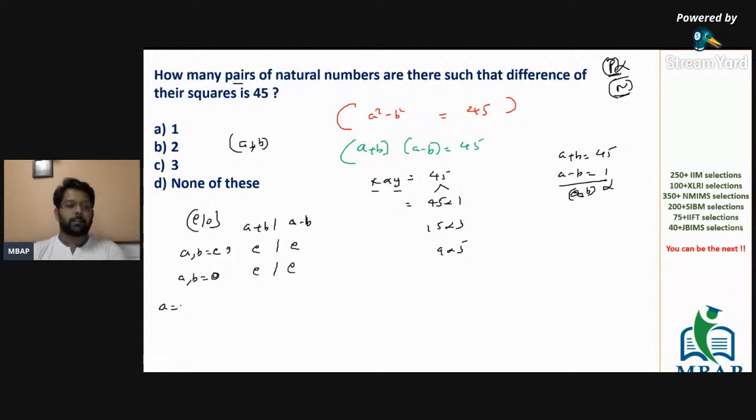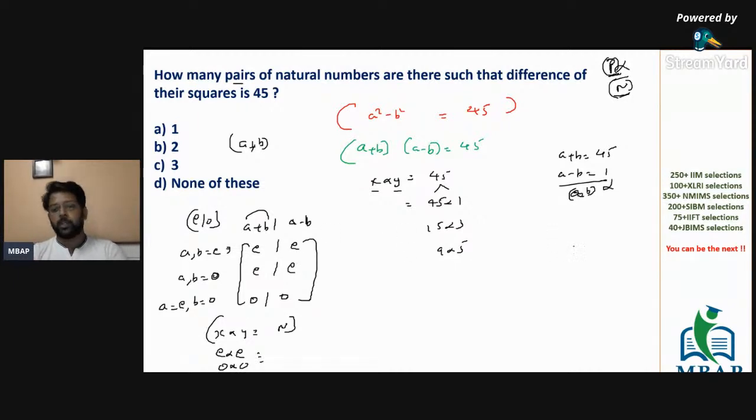But what if one of them is even and one of them is odd? Then a plus b is odd, and a minus b is odd. So there are only two cases possible. The product of the two values, which we consider to be n, is either even into even or odd into odd. So the question is only about in how many ways you can write 45 as odd into odd or even into even.